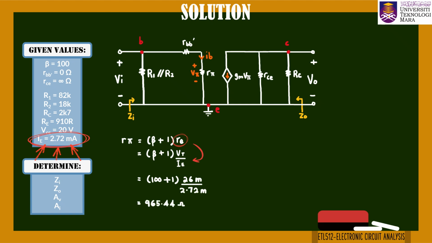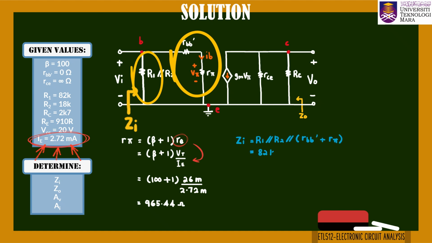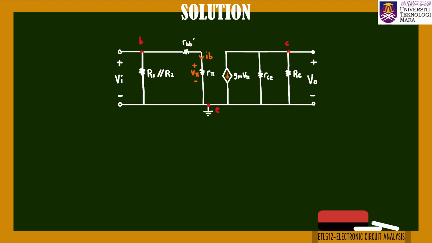Now we want to calculate the first parameter. To find Zin, we look to the right. Notice that the input and output are separated but share the same ground. So, R1 is in parallel with R2, and both are in parallel with the series combination of RBB prime and Rpi. After substituting the values, we obtain input impedance Zin equals 906.17 ohm.